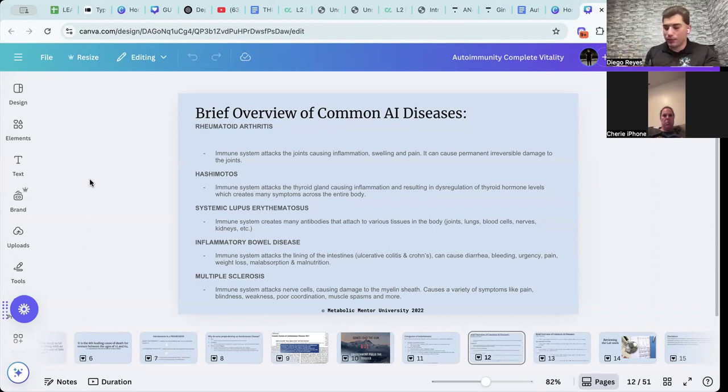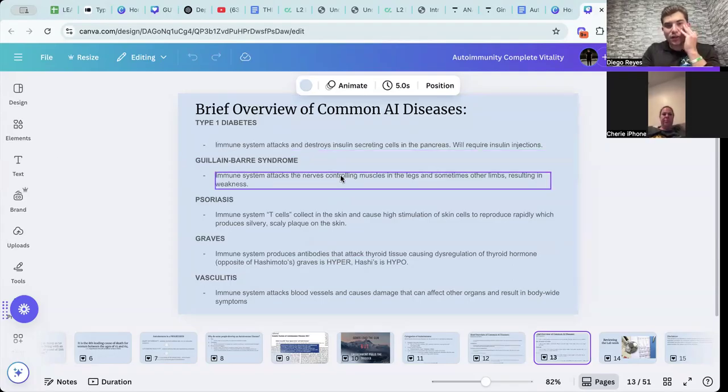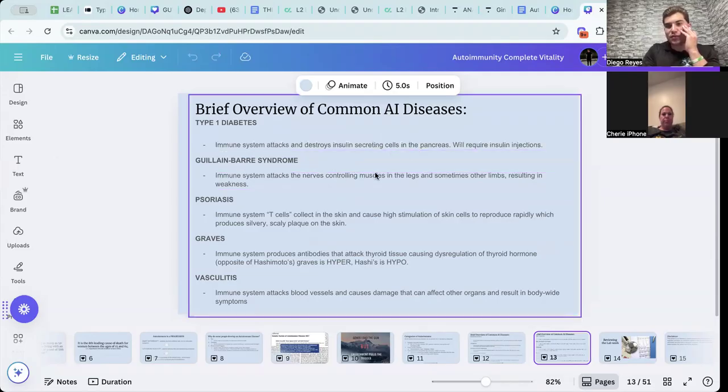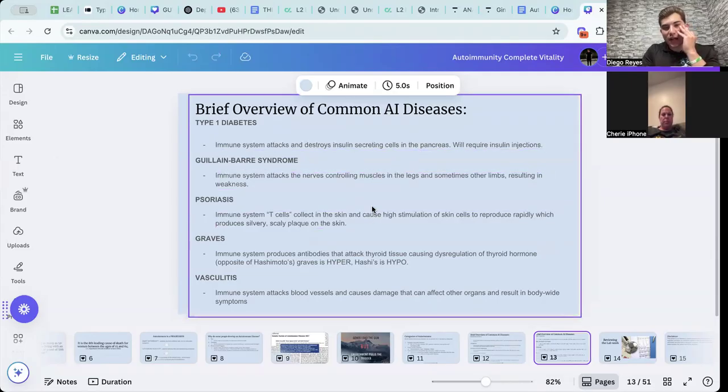Obviously, your elbow, your hands, your knees, your hips, dealing with all of that. Type 1 diabetes is technically an autoimmune disease. Obviously, the immune system attacks and destroys insulin secreting cells in the pancreas. This is why you need insulin injections. Psoriasis, we talked about.